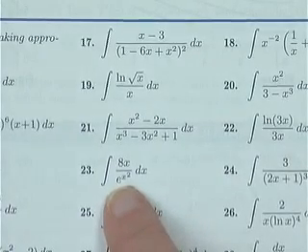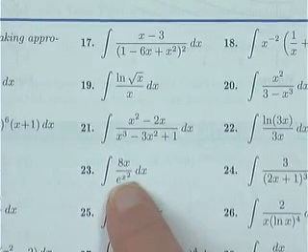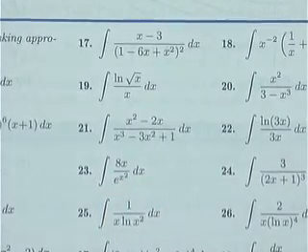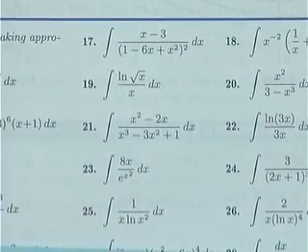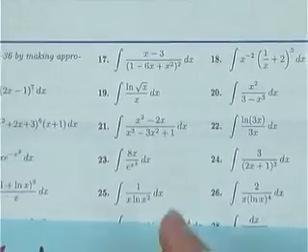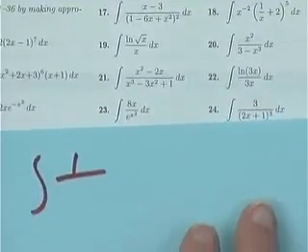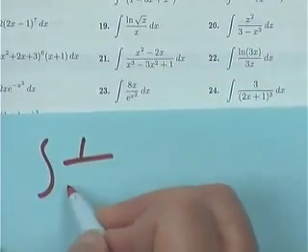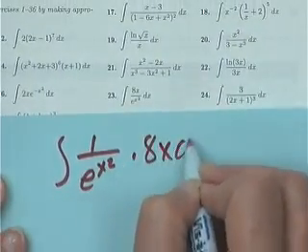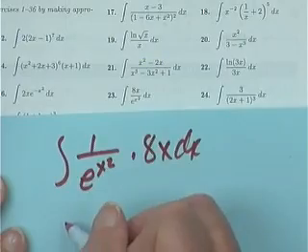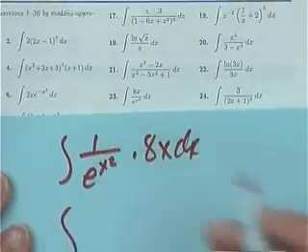23, what do you bet that is? It is an e to the u. How do you rewrite e to the x squared to get it up in the numerator? You got to get it in the right form. So you have 1 over e to the x squared times 8x dx. But I got to get it as an e to the u. So how are you going to rewrite this part right here?